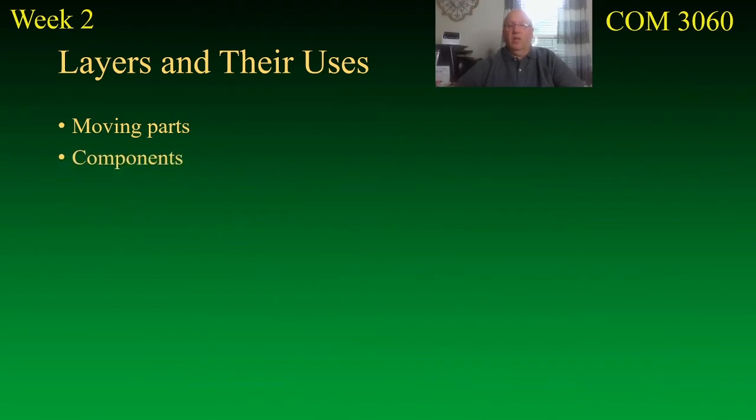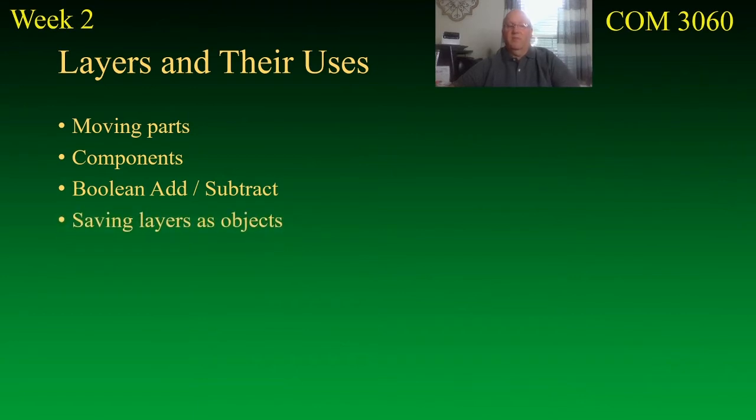You can also create components. You can have, let's say, an eyeball that has an iris and a pupil, and it has the outside of it, the optic nerve. You can create all of those things, and all of those may have different surfaces. What we're going to talk about this week in particular is the Boolean add and subtract. This is going to sound scarier than it is, so don't worry about it. We're also going to be talking about saving layers as objects.